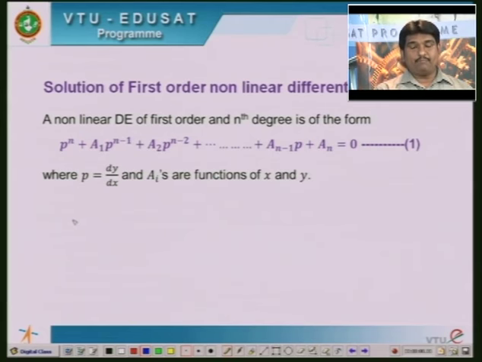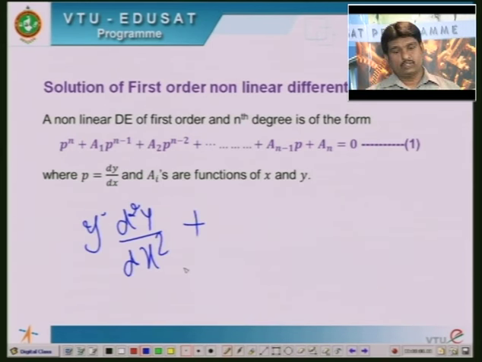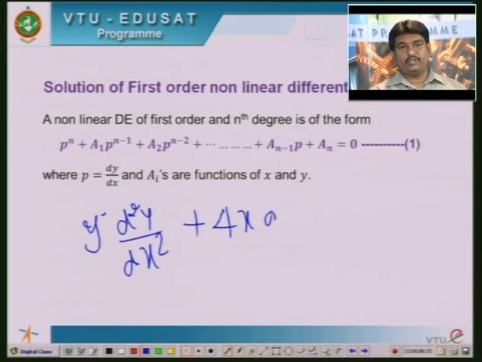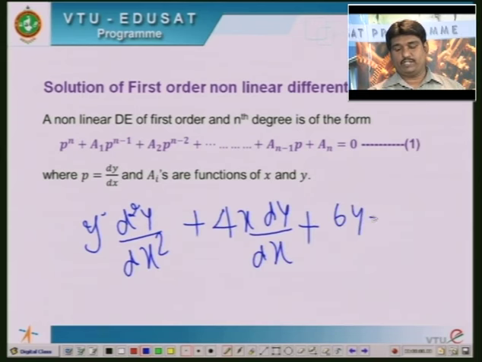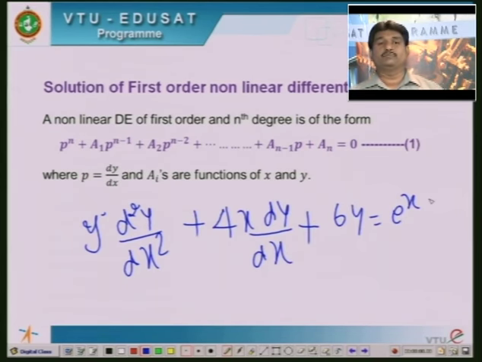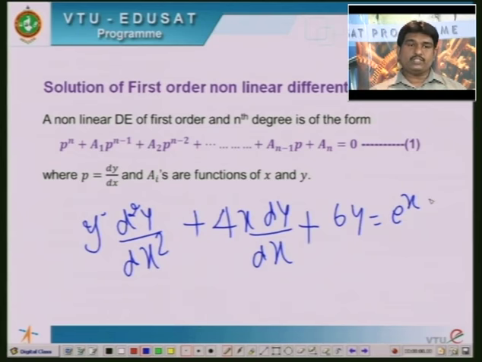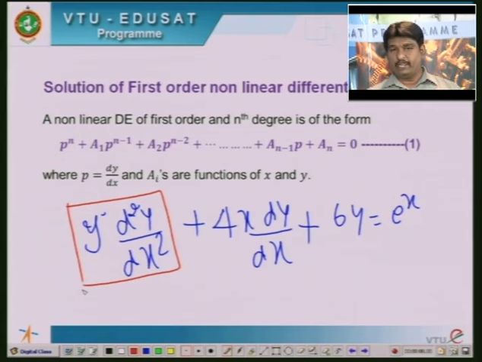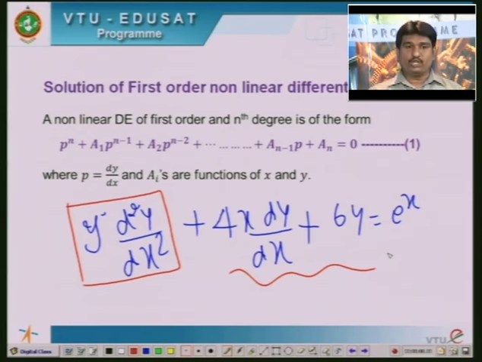Let me take one more example. y into d square y by dx square plus 4x into dy by dx plus 6y equals e to the power of x. This is a non-linear equation because of this product term y into d square y by dx square. This is a non-linear differential equation of second order.